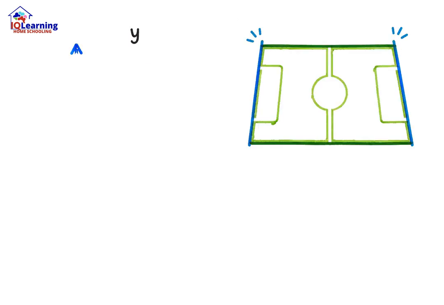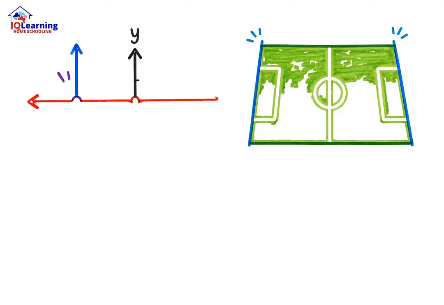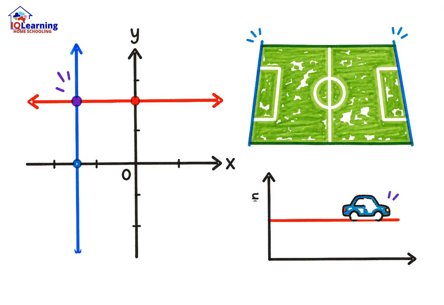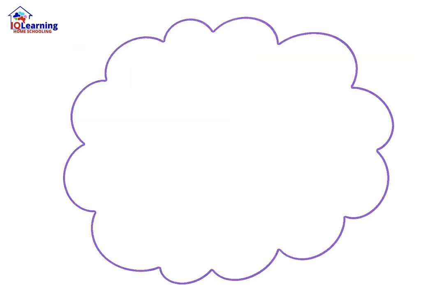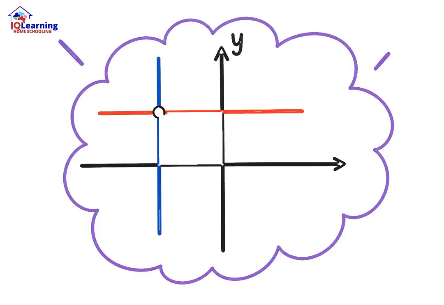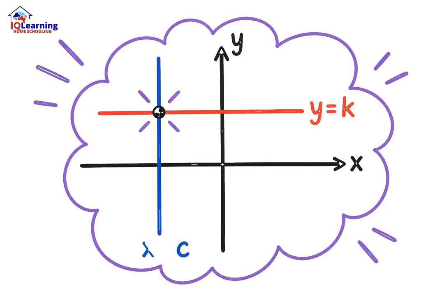These lines are everywhere. The sidelines on a sports field are just vertical boundaries. A graph of a parked car's position over time is a horizontal line. So next time you see an equation with only one variable, remember you're looking at a fundamental boundary of the coordinate plane, a line defined not by its slope, but by what never changes.